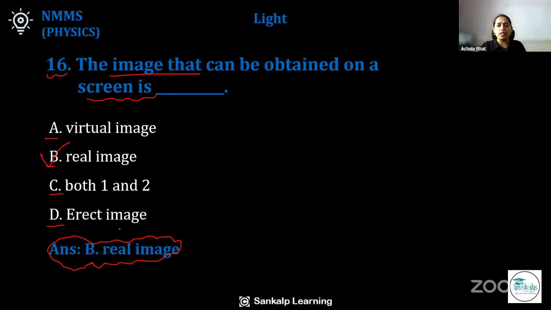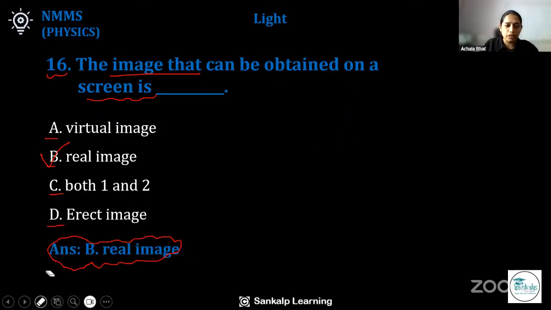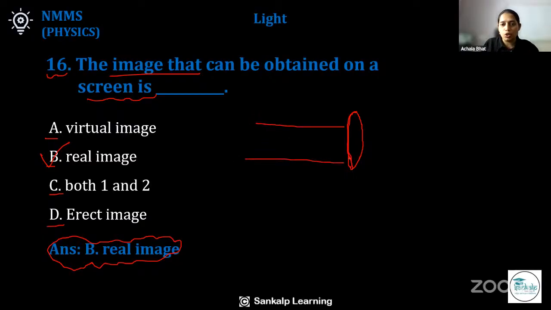What happens in real image? See, here, if this is a convex lens, okay, this is a convex lens. Now, what happens when light passes through this convex lens? Here, intersection is taking place. Physical intersection is taking place. Due to this, real image is formed.